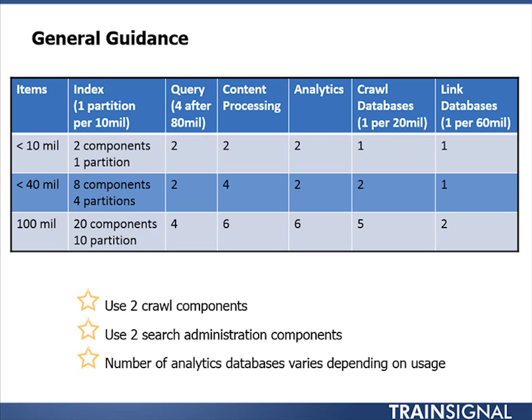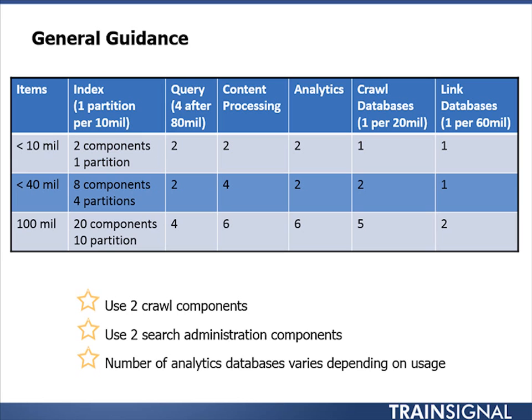Now, if we step that up to between 10 and 40 million, then we should look at having 8 index components and 4 partitions. And the big reason that we want to step up to 8 index components is for the ability to load balance all of our queries.